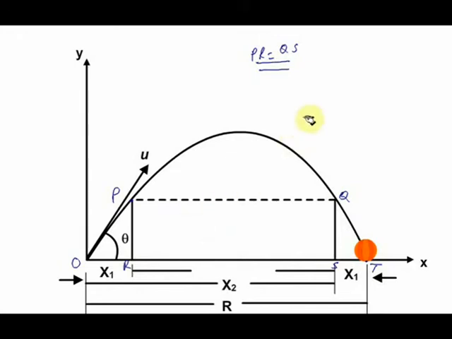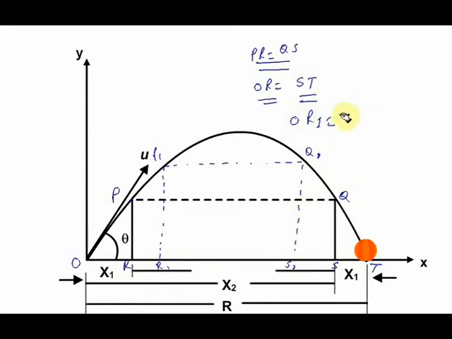So from the symmetry of the parabola, it's clear that the distance of P from origin O, that is OR, is equal to the distance of S from the point T. If we take another 2 points at the same height, suppose this is P1 and this is Q1, and drop perpendiculars from P1 and Q1 to the ground plane, say this is R1 and this is S1, here also OR1 will be equal to S1T.